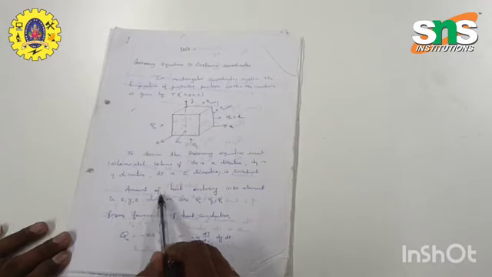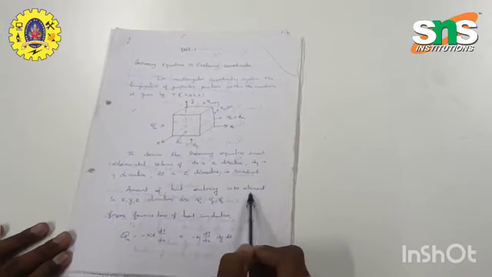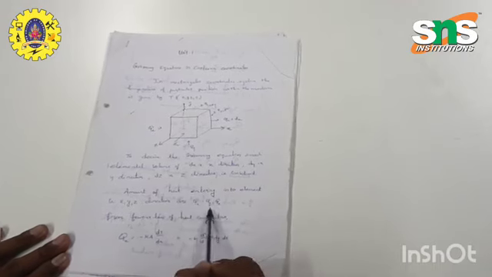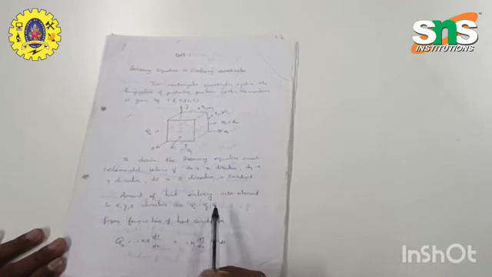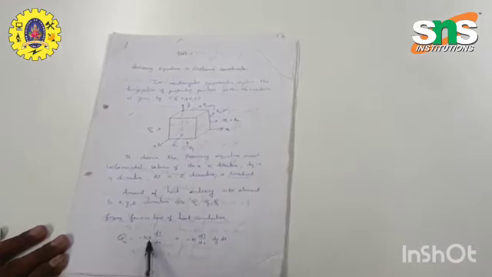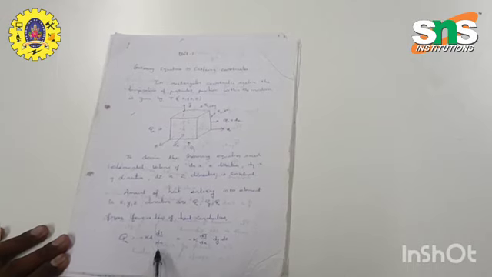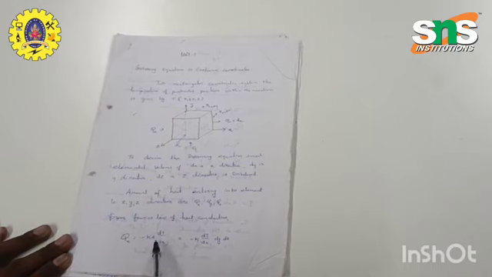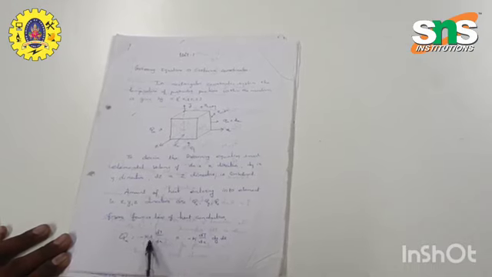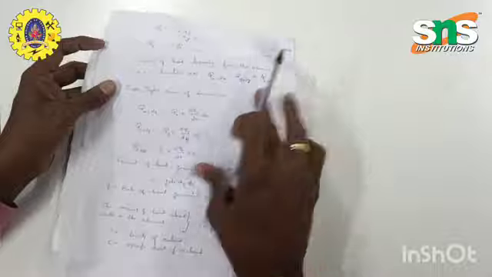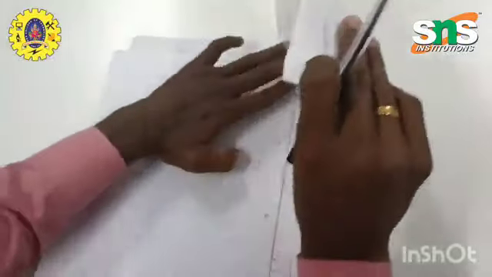Here, the amount of heat entering the element in the x, y, z directions is represented by qx, qy and qz. We know that in the Fourier heat conduction equation, qx is equal to minus kA dT by dx. Here, in the direction of x, it is minus kA dT by dx, and the area is represented by dy and dz. It is similar for the qy direction and qz direction.